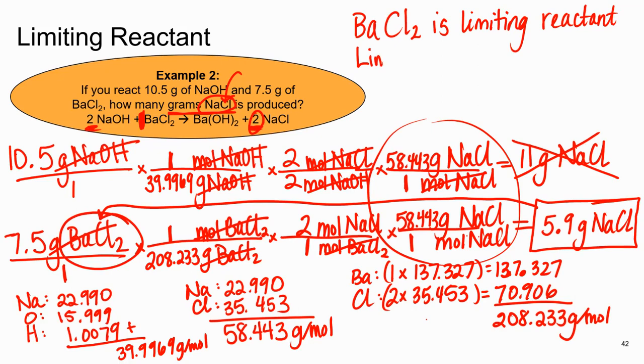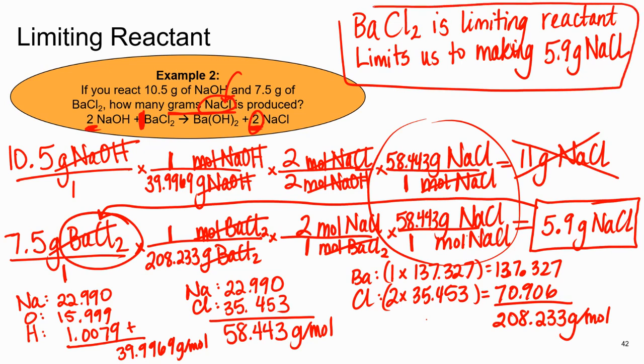And it limits us to only being able to make 5.9 grams of sodium chloride. And so that would be sort of the final results of this problem. And so now hopefully you've seen a couple of different ways that you could be asked to calculate limiting reactants. You could be asked to calculate them, for example, in a mole-to-mole problem or a gram-to-gram problem.